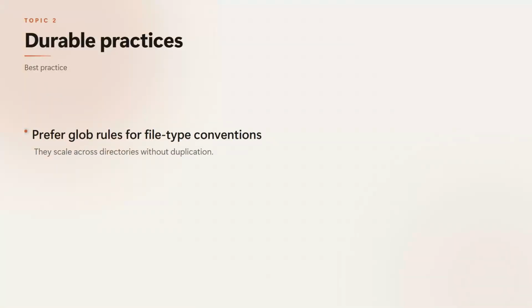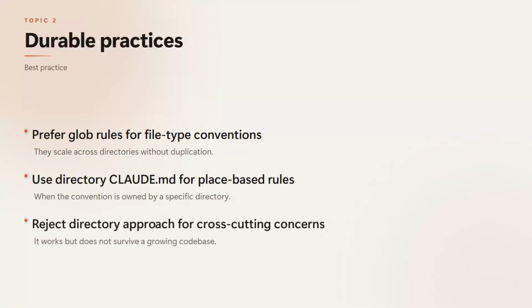The durable rule is, when a convention applies to a file type regardless of location, use a path-specific rule with a glob. This scales because you maintain one file. When the convention genuinely belongs to a directory, like a legacy subsystem or vendor code, use a directory-level CLAUDE.md. Rejecting the directory approach for cross-cutting concerns is not about functionality, it is about maintainability. The directory approach works, but it does not survive contact with a growing codebase. That is the reason, not just the rejection.